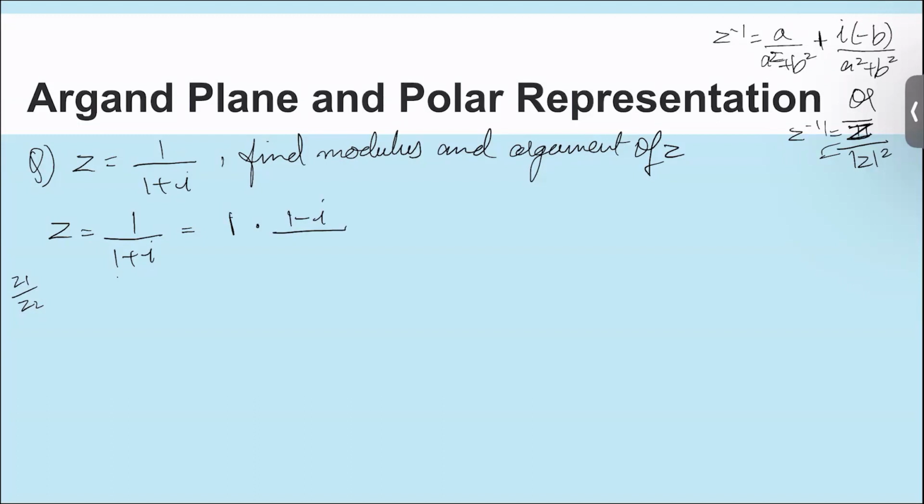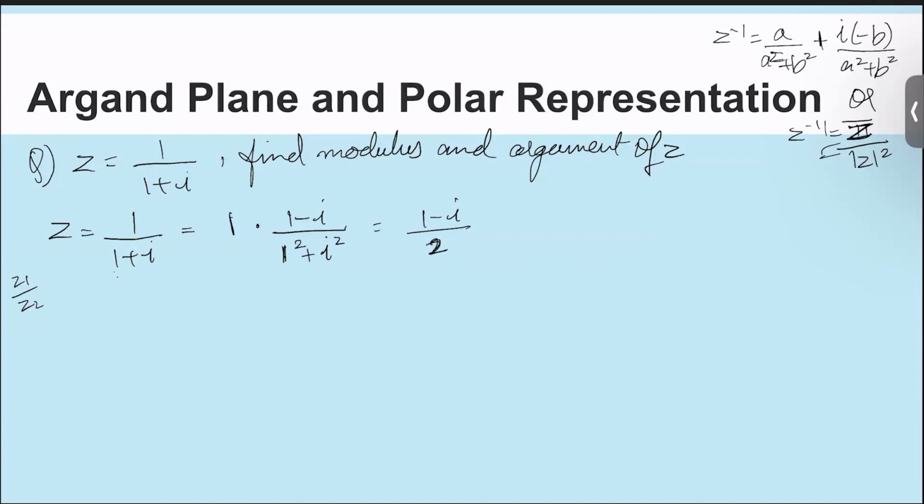So the modulus would be, you will have to square the coefficients over here. So that is actually 1 square plus i square. So you get 1 minus i upon 2. This will be actually minus, sorry. I'll just change this.